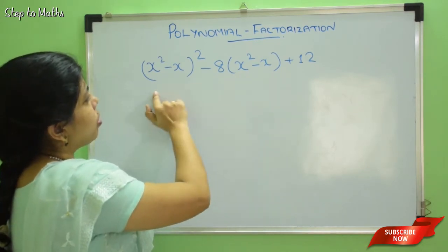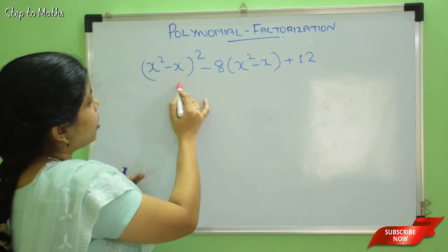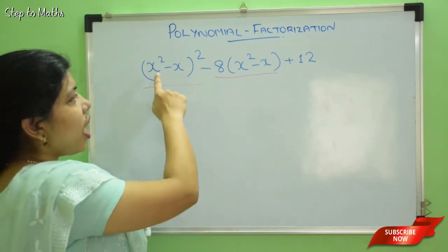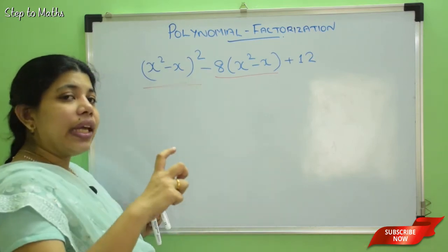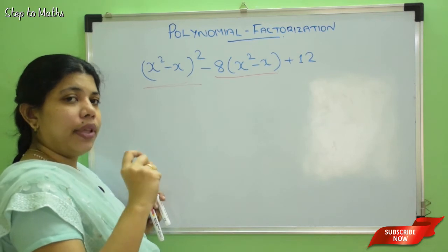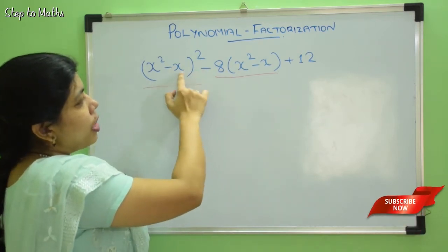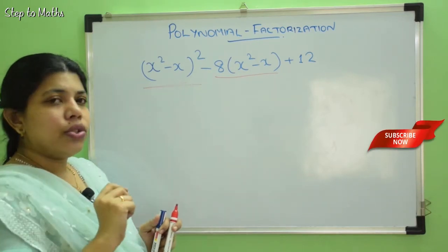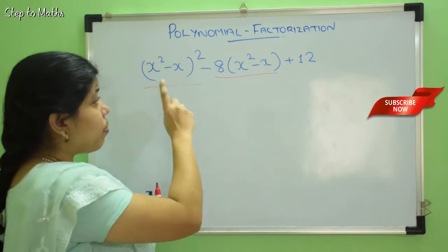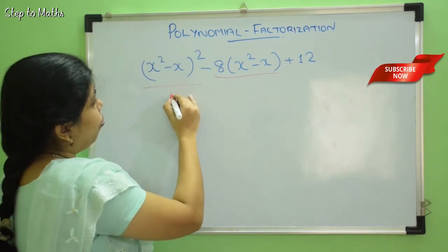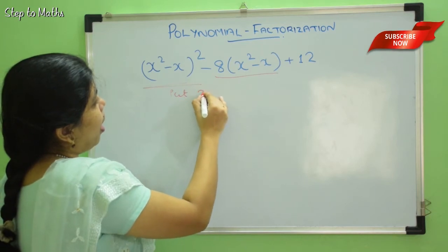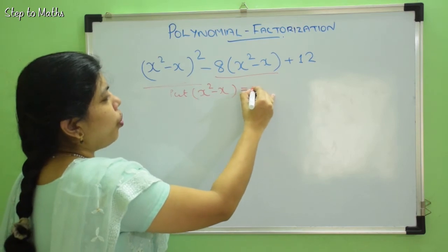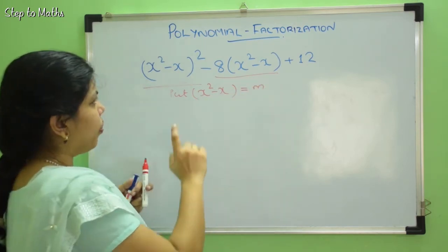Consider these two terms: (x square minus x) the whole square minus 8 into (x square minus x). Here x square minus x is a common term. That means this term is present in these two terms. So we can do one thing, make a substitution. That means put x square minus x equal to m, another variable.